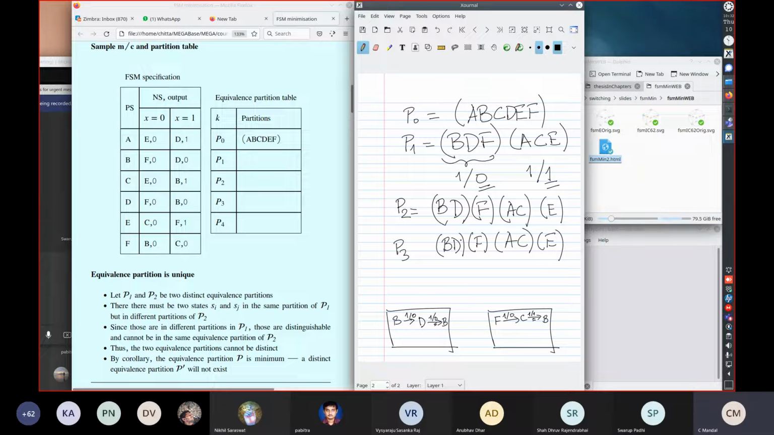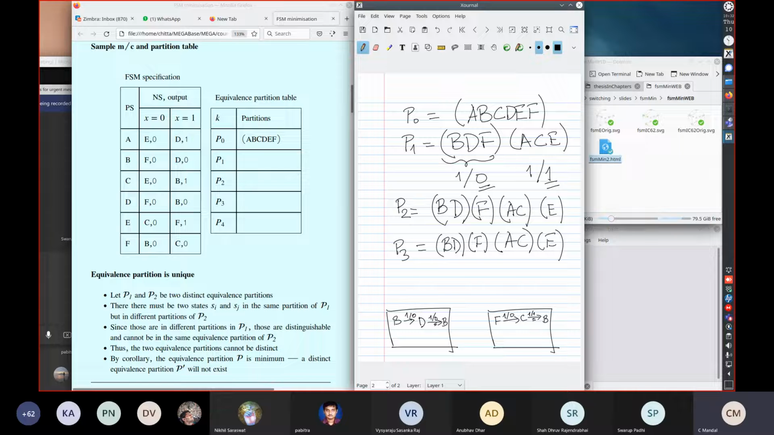So now these are the equivalence partitions. If you go further, you will stay with the same partitions. All right. So you have reached a fixed point. So these are the equivalent partitions. So therefore B and D are indistinguishable. A and C are indistinguishable. All right.